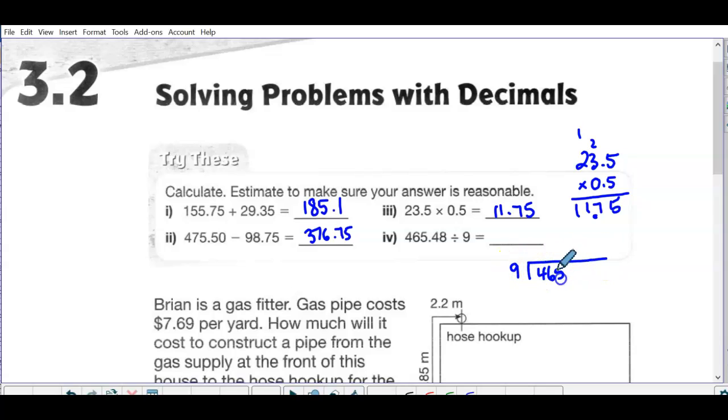So 465.48 is your dividend. So 9 doesn't go into 4, it goes into 46, approximately 5 times. That's 45. Bring down the 1. Subtract to get 1, bring down the 5. 9 goes in once. 6. There's the decimal. Bring down the 4. 9 times 7 is 63. 1, bring down the 8, and it does go in exactly there. So 51.72. Okay.